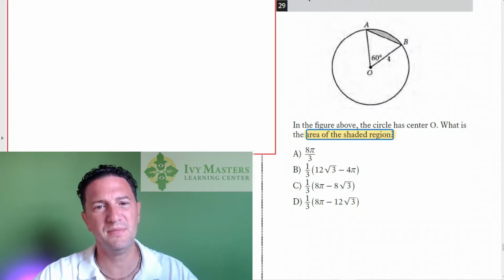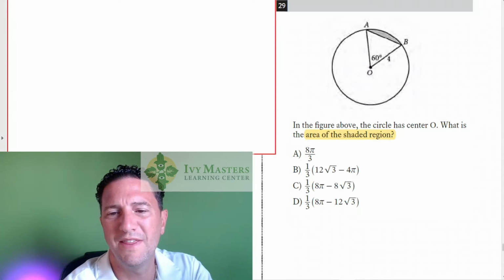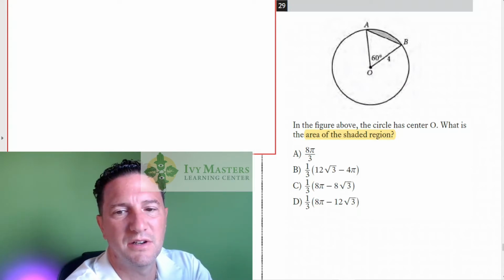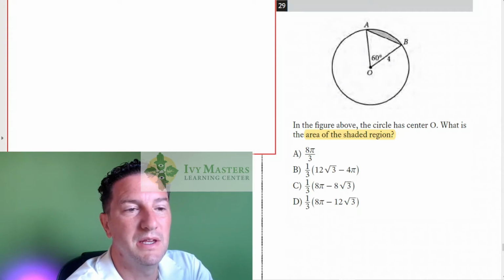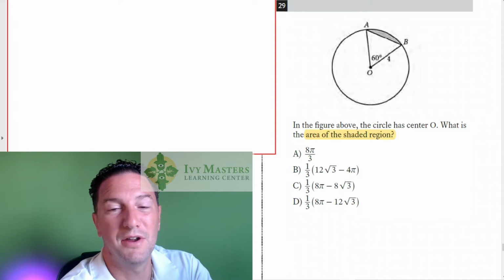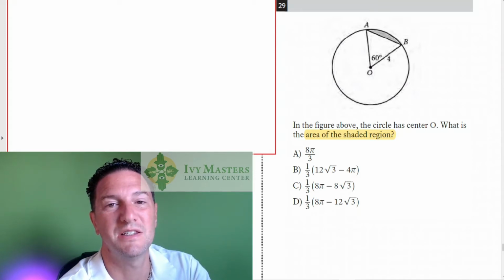Okay, so what do you got to do first? What we're going to do first is find the area of the sector. How do I get the area of that sector? The sector is going to be 1/6 of the area of the circle. How do I know that? The 60-degree angle tells me so. 60 degrees out of 360, 60 over 360, reduces to 1/6.